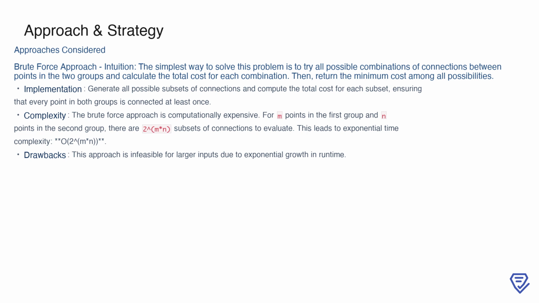If the first group has m points and the second group has n points, there are 2^(m*n) subsets to evaluate. This leads to an exponential time complexity of 2^(m*n), which becomes computationally impractical as the input size grows. While this approach is straightforward conceptually, it is infeasible for larger inputs due to the exponential growth in runtime, making it unsuitable for this problem.